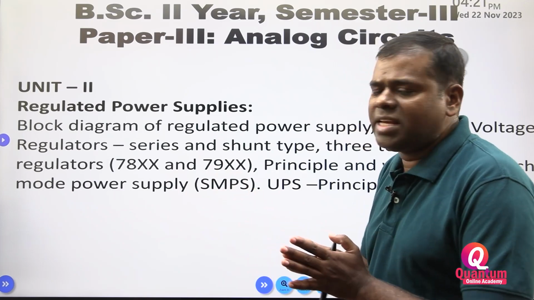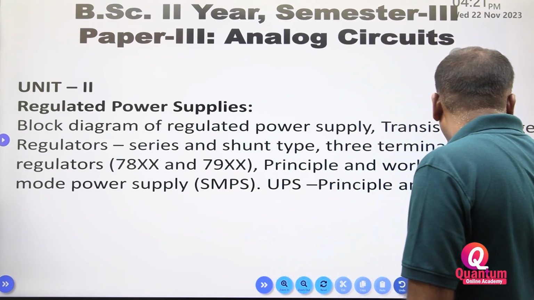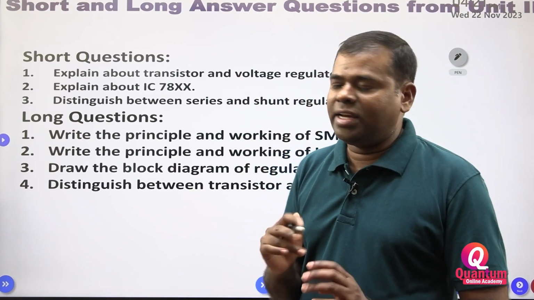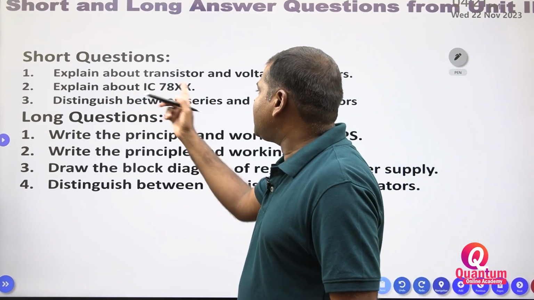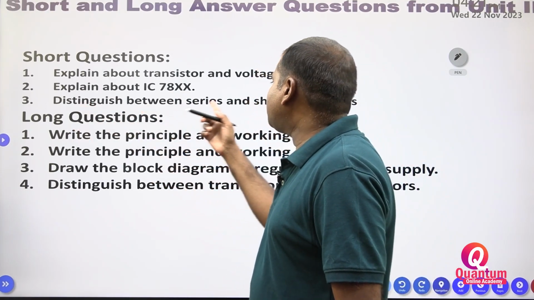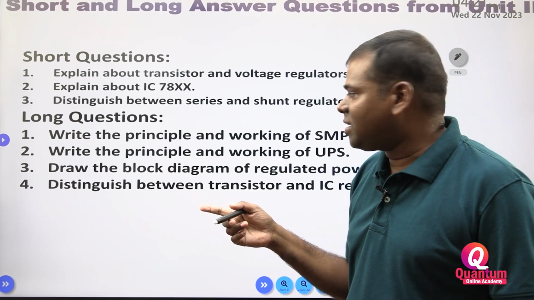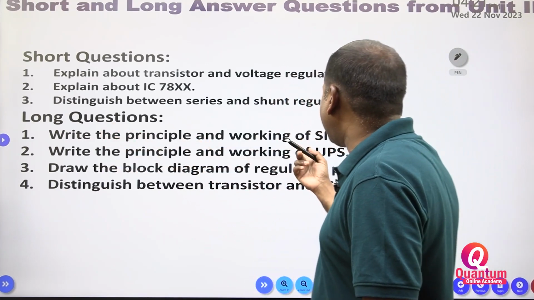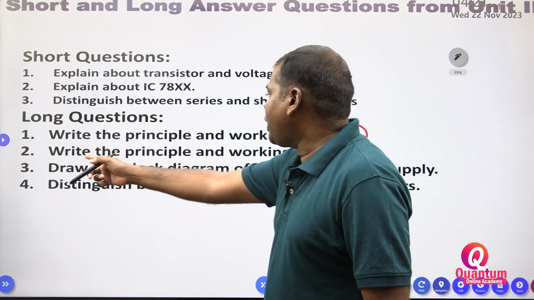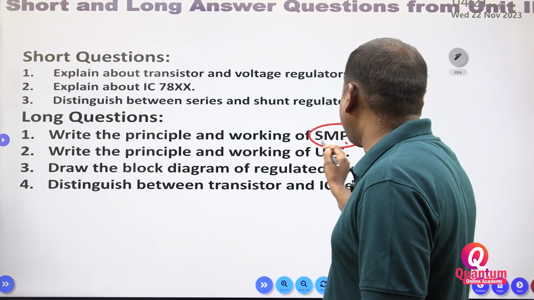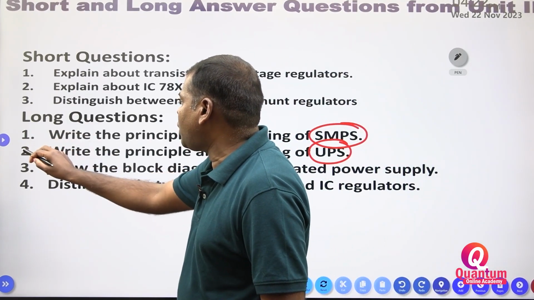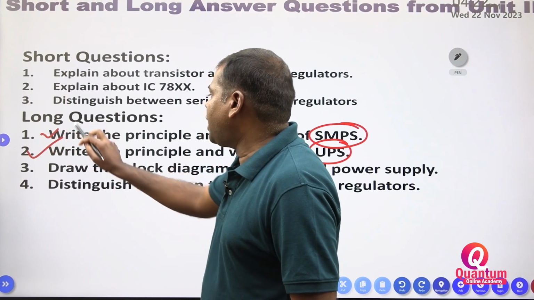Very easy. Here is how the questions will be formed. Explain about the transistor voltage regulator. Explain about the IC 7805 or another IC. Distinguish between series and shunt regulators. Write about the principle and working of an SMPS, switch mode power supply. Next, write about the principle and working of a UPS. These 2 questions you will definitely get in your competitive exam. This is very important.